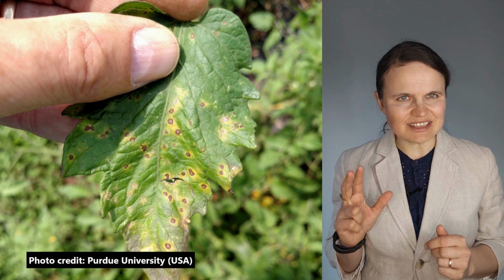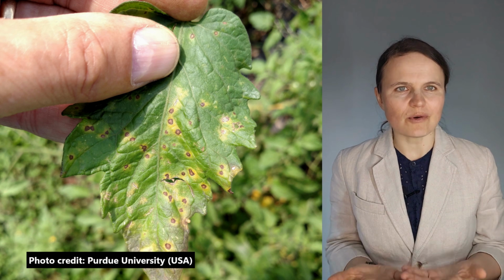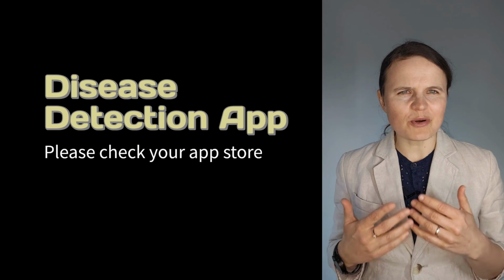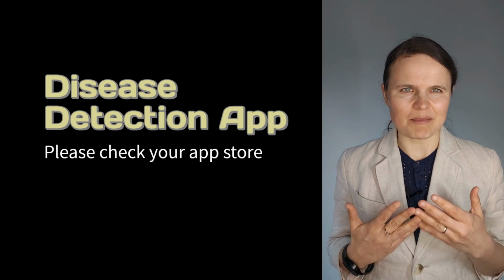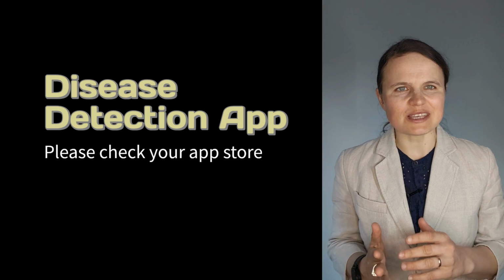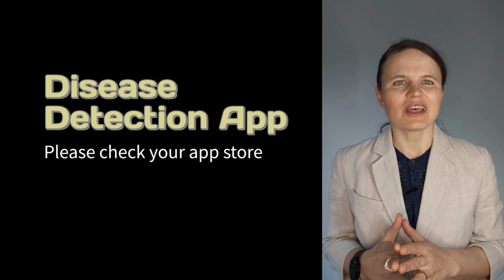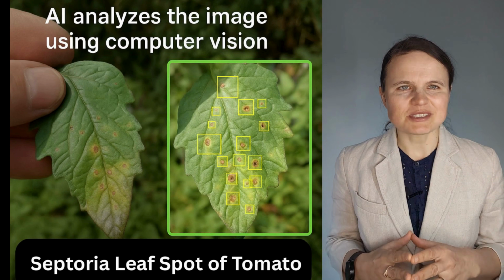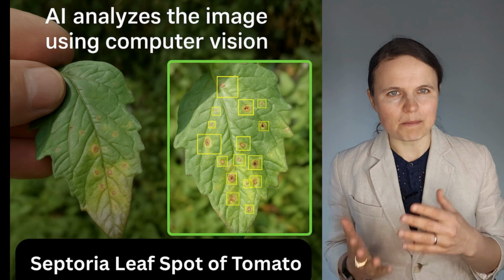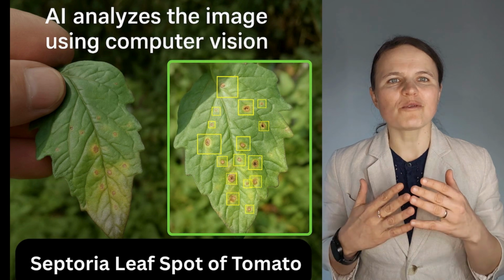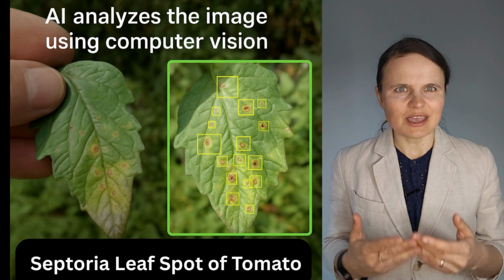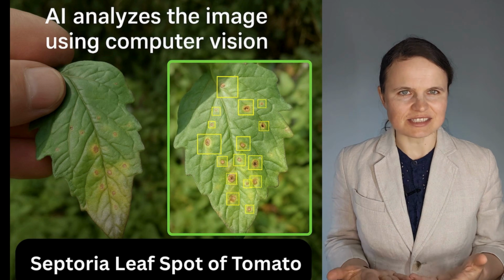Instead of guessing, a farmer can take a photo of the leaf using a mobile application. I am not promoting any specific application here. There are many available on the Google Play Store or Apple App Store. Typically, these apps use computer vision to analyze the image and compare it to thousands of known examples. And in just a few seconds, you can get a clear answer.